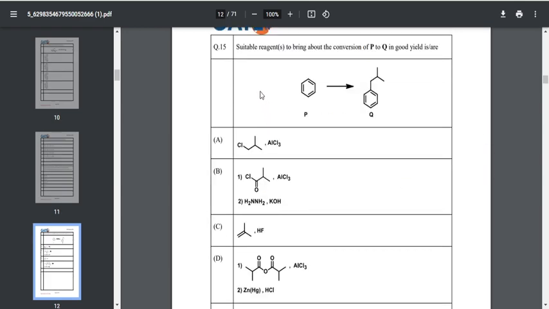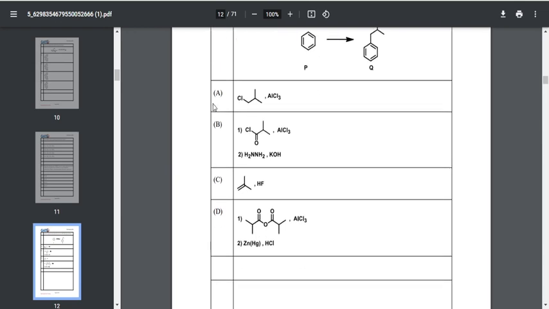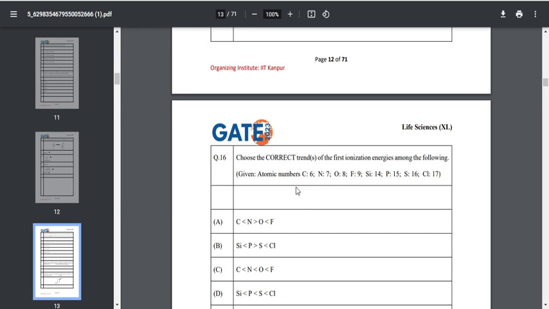Next, suitable reagent or reagents to bring about the conversion of P to Q, and here they have given a structure. This is also a multiple select question, so the correct answer for this question is option A, option B, option D. You should select all the three options, only then you will be getting a mark.